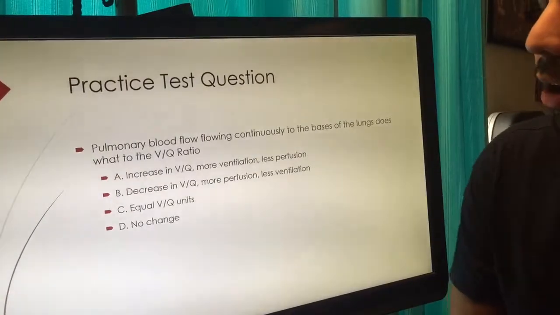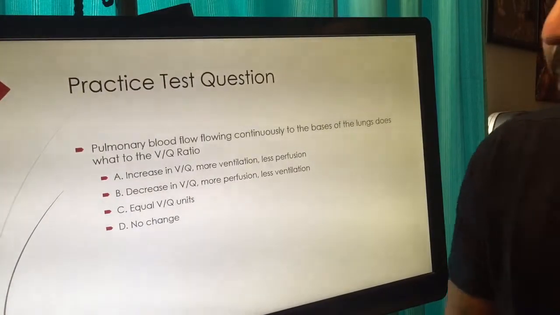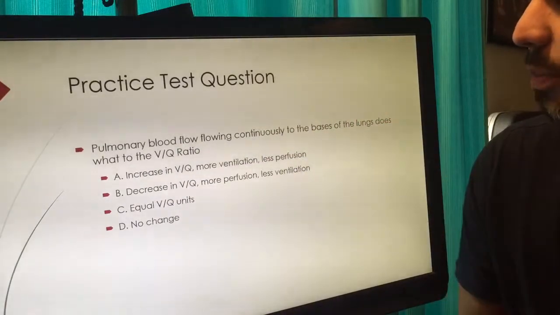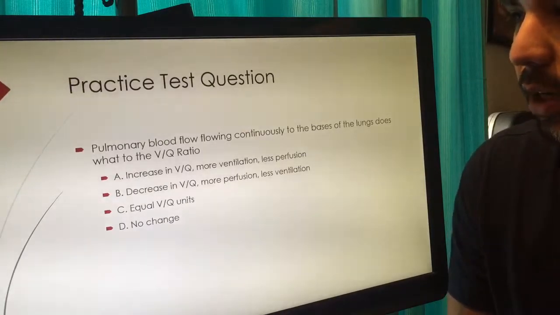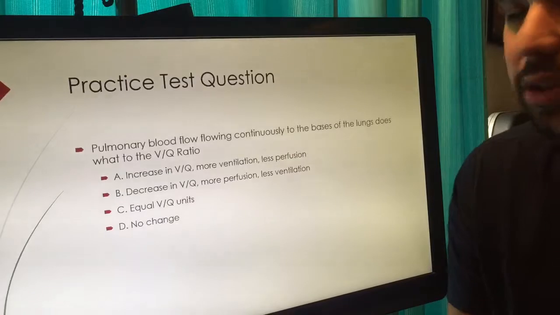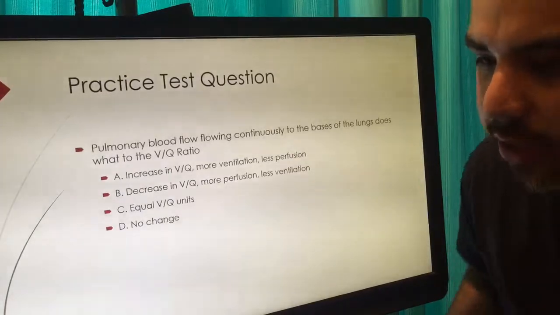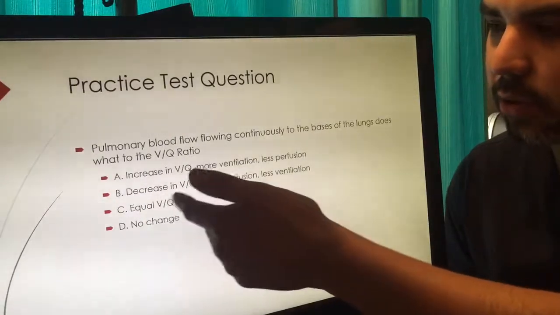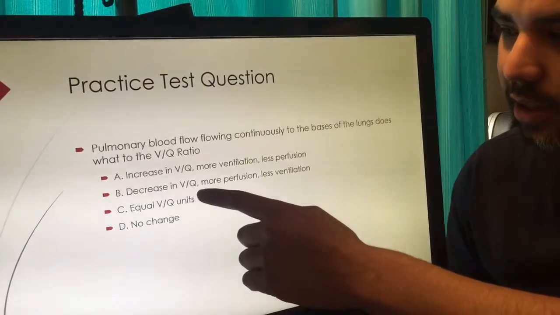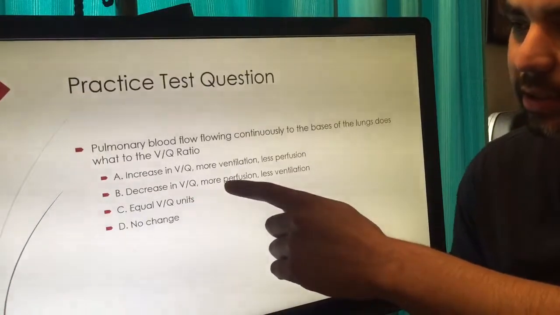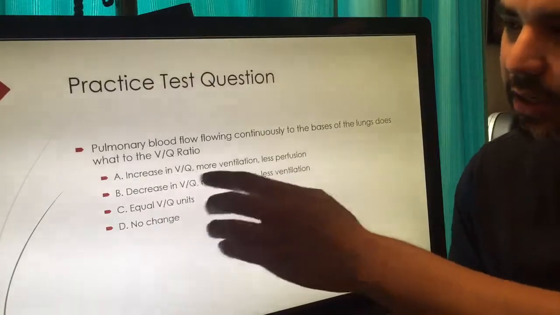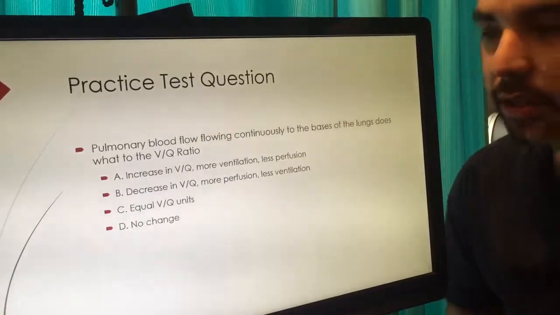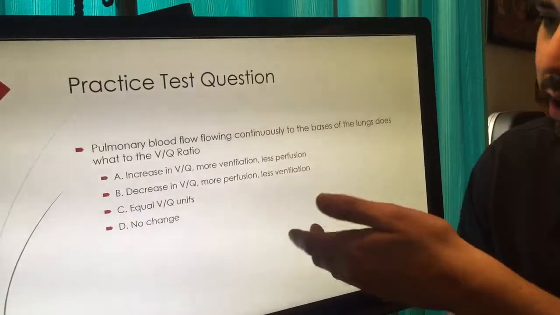Basically, this all looks like a bunch of jargon, but again, this is a true statement. We just got to finish it. Pulmonary blood flow is flowing continuously to the bases of the lungs, but what does it do to the VQ ratio? I know this seems rather confusing, but it doesn't necessarily drop; you would see a decrease in ventilation, but you'll see more perfusion. That's why I put those wordings there. So it's not going to increase in VQ, because that's more ventilation, less perfusion. That pertains to the apices of the lungs. Equal VQ units? No, not really.